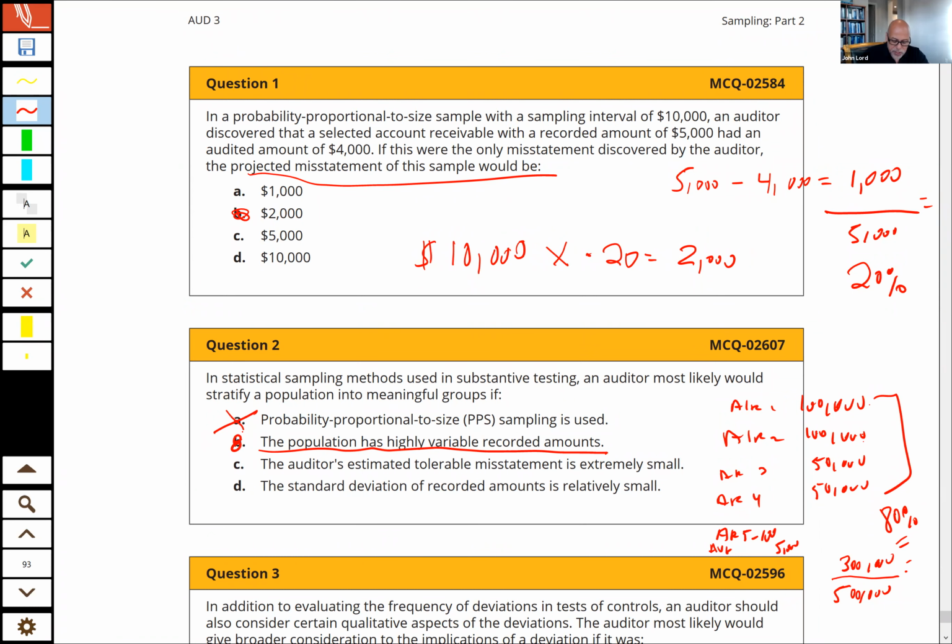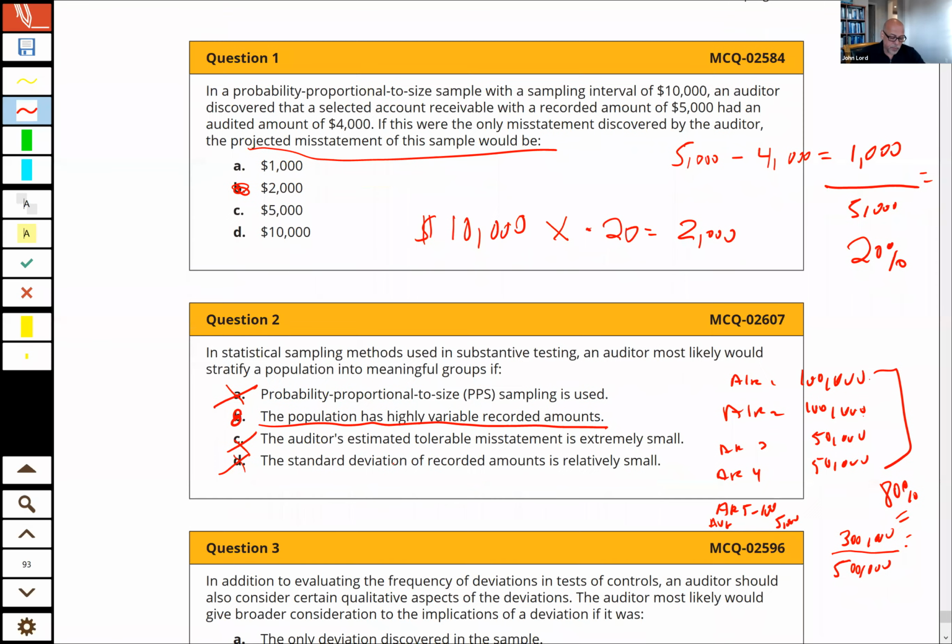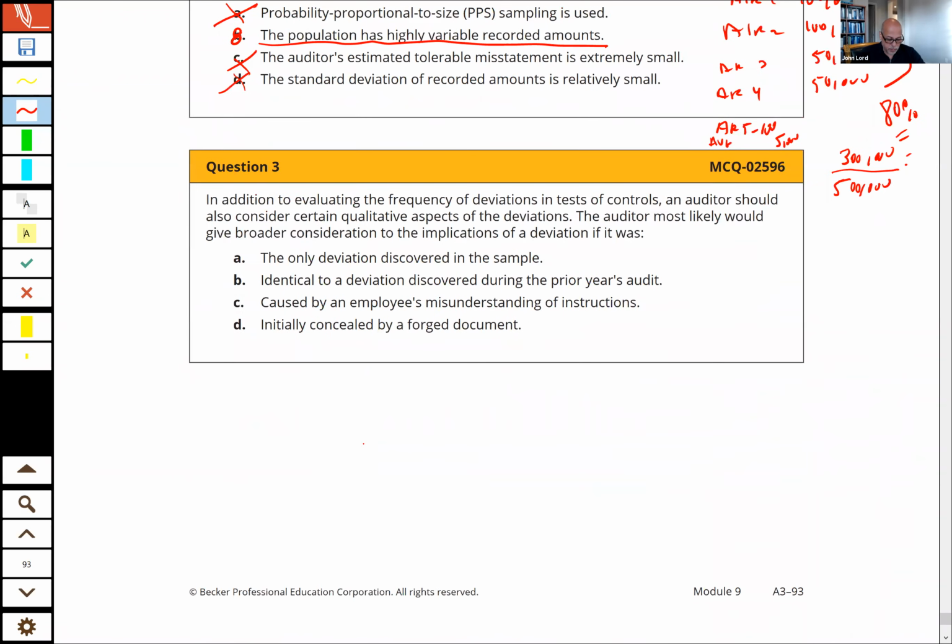The auditor's tolerable misstatement is extremely small. If that's the case, I'm not going to want to carve off some big chunk ones, because I've got to look at all of these little ones to figure out if they contain this material misstatement. And C and D are a different way of saying the same thing. The standard deviation is relatively small. That means I've got tightly clustered items in that universe, and I'm not going to be able to apply stratification. Okay, good. Let's look at number 3.